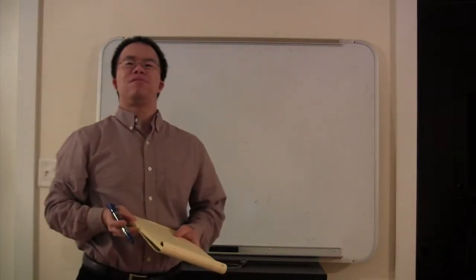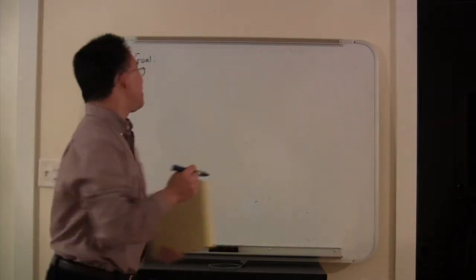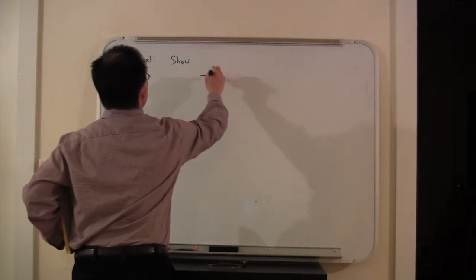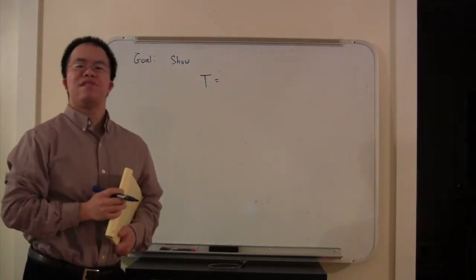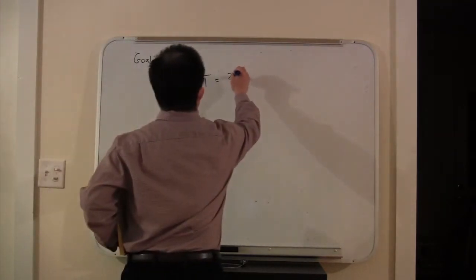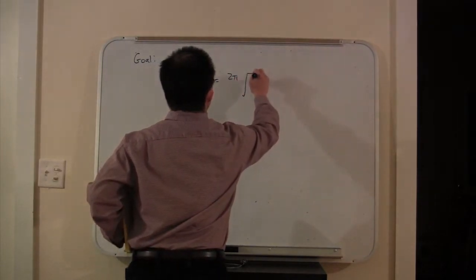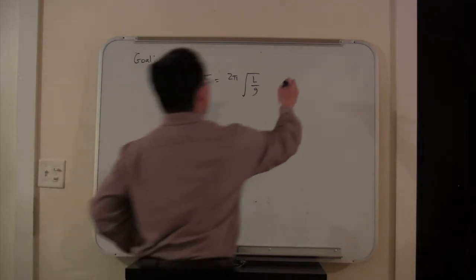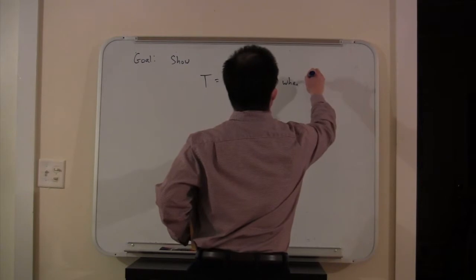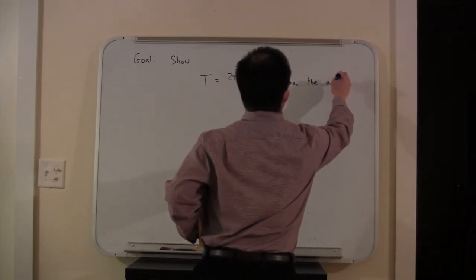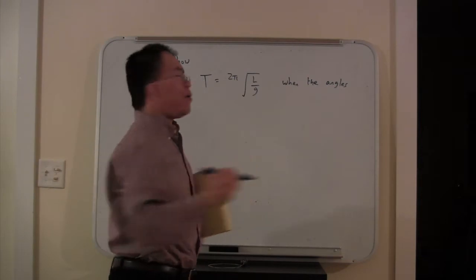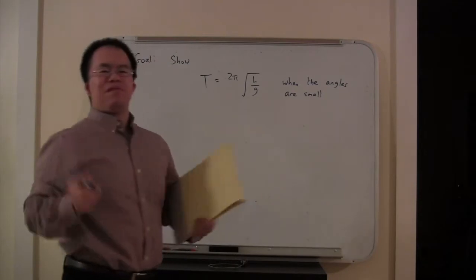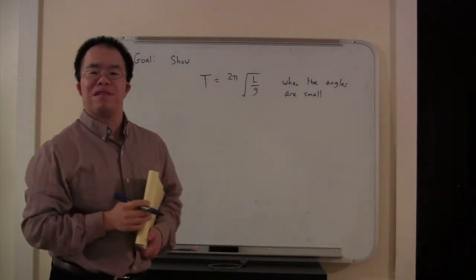We're going to argue that the period T of a pendulum is going to be given by 2 pi times the square root of L over g when the angles are small. And I'll say more about what that means when we get there.